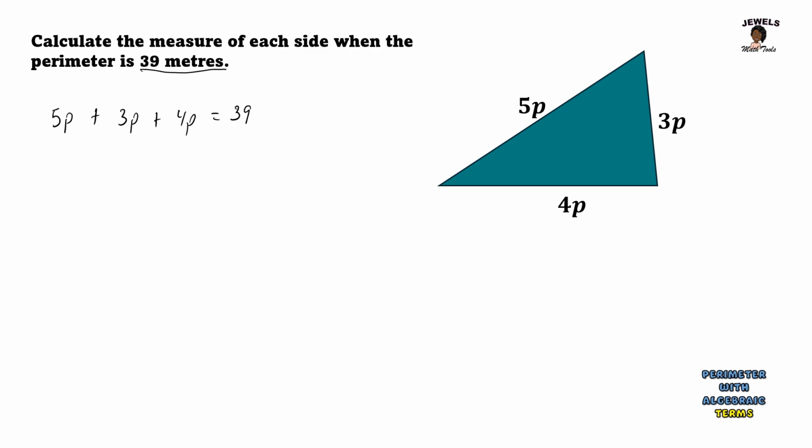Now we're going to simplify our expression on the left-hand side by adding up all of our like terms. And since all of our terms involve p, that means we're going to add all of the numbers together. So 5 plus 3 is equal to 8, and 8 plus 4 is equal to 12.